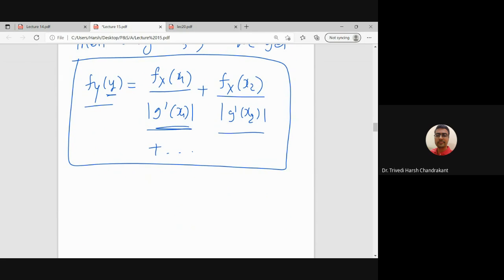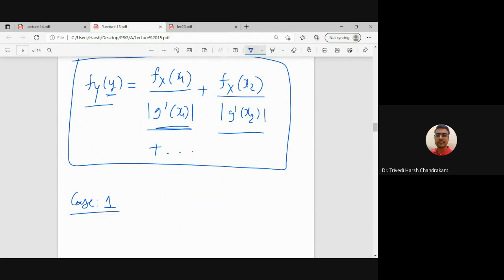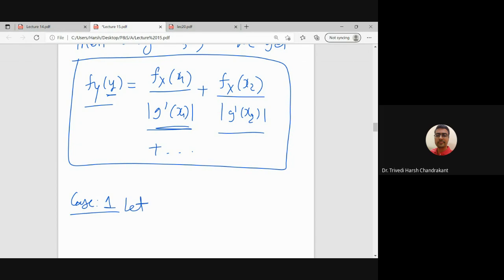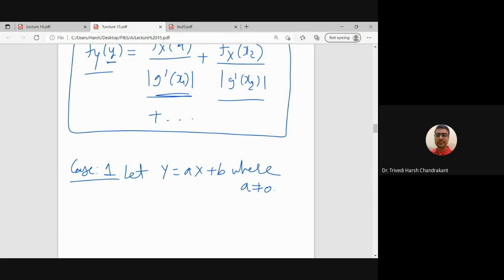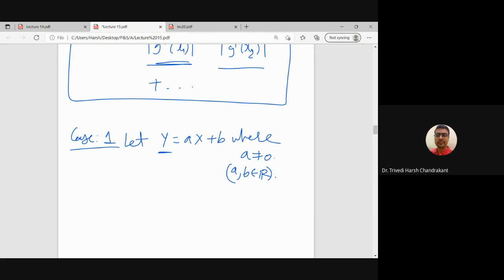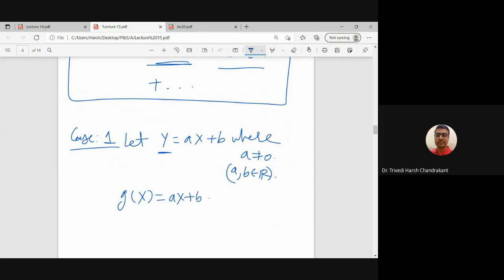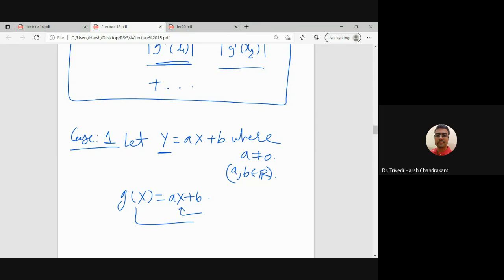So let us take one special case of this. The first case is where we have the random variable in linear form. Let Y be essentially aX plus b, where a is a non-zero real number and b is also a real number. So what is our g(x) here? Our g(x) is essentially ax plus b. X is a random variable and g(X) is also a random variable.